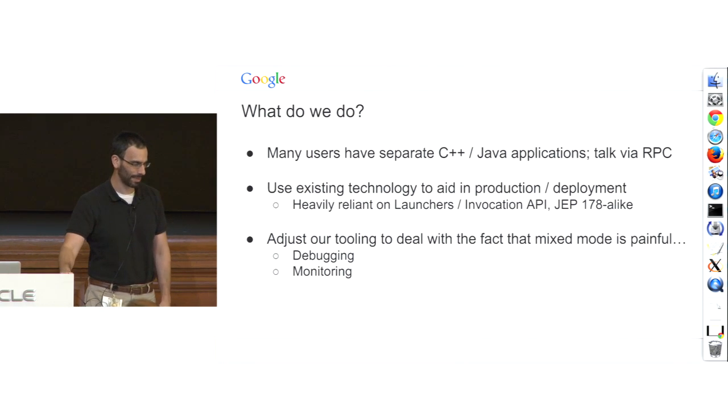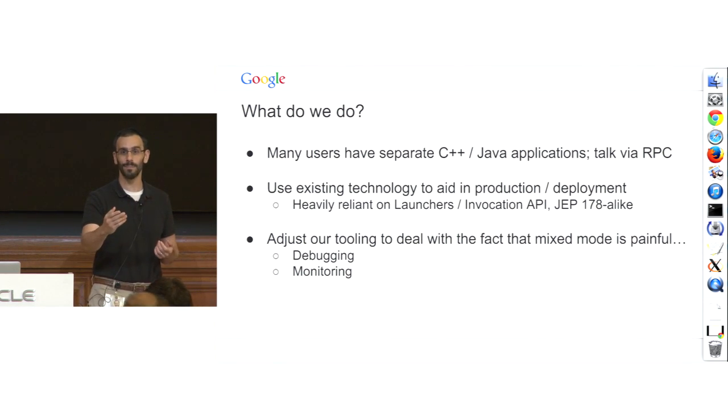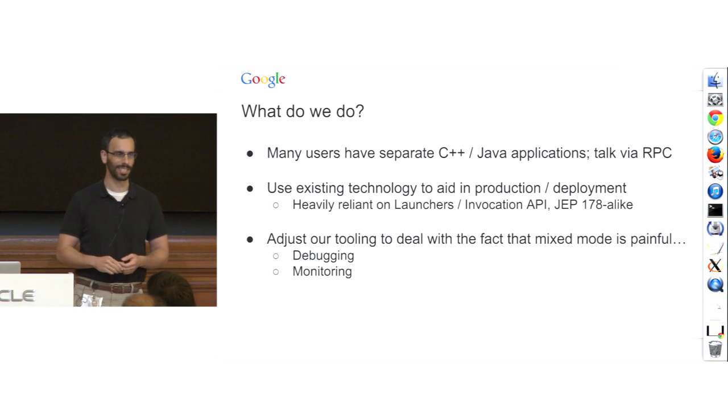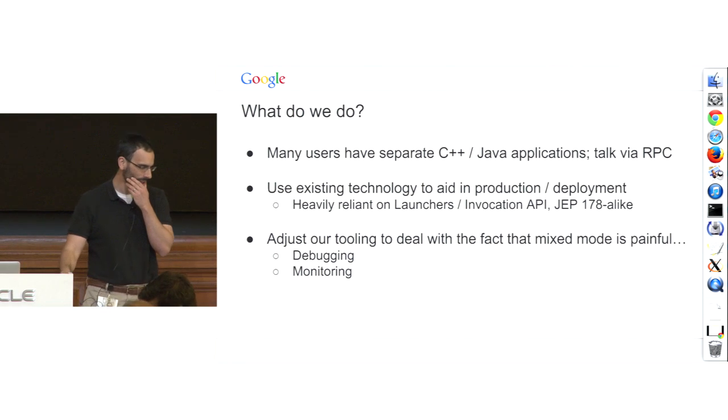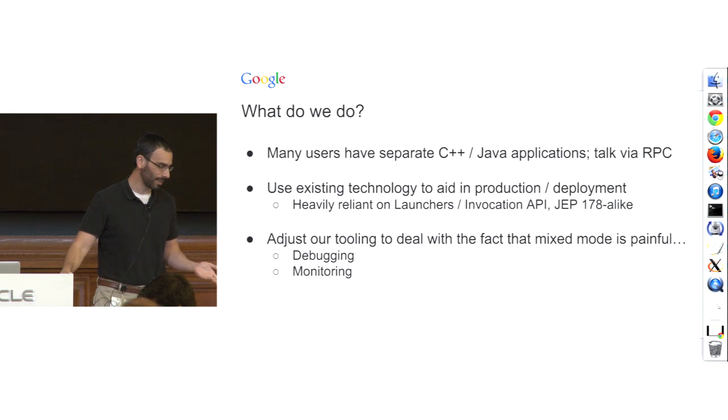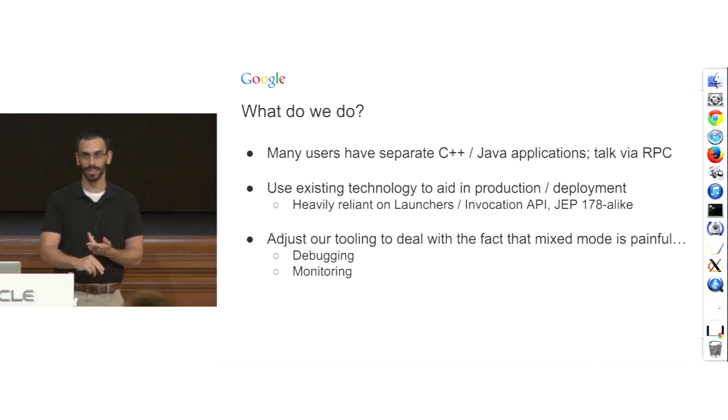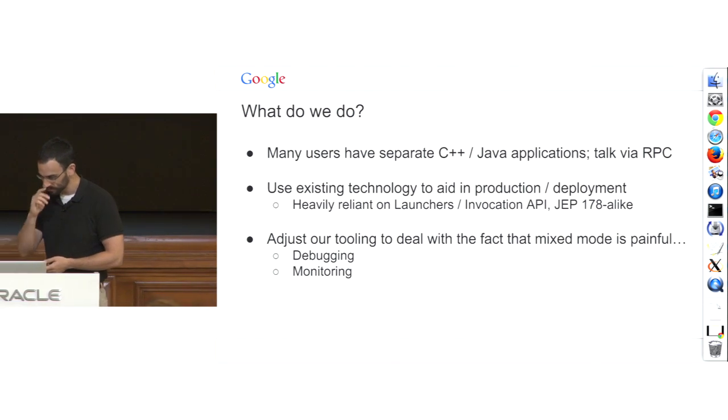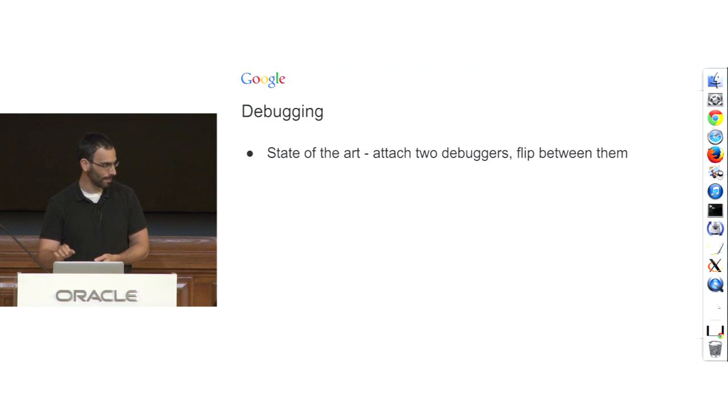We had actually implemented something very like JEP 178, which allows you to put JNI in your main executable internally, and I could talk about that, but then you guys wrote JEP 178, and so we didn't need to. We had to adjust our tooling to deal with the fact that the mixed mode is painful. What do the debugging tools do? What are the monitoring tools doing? And I'll talk some about that.